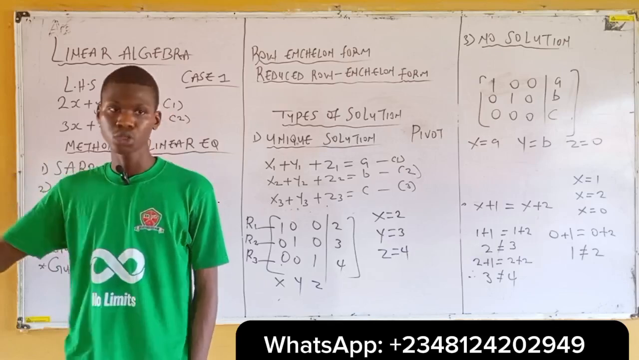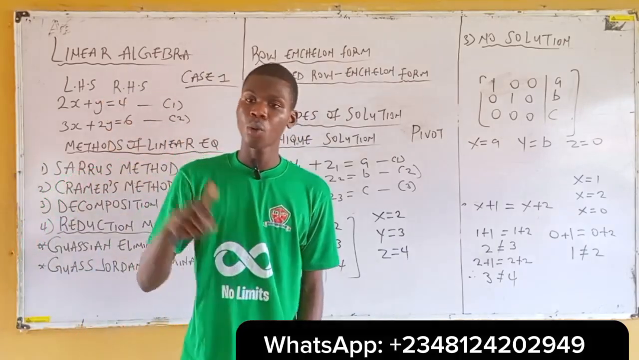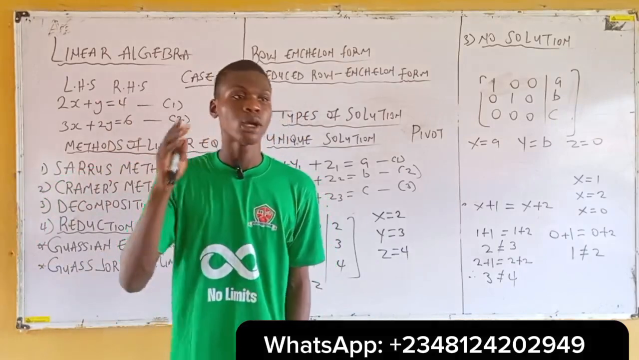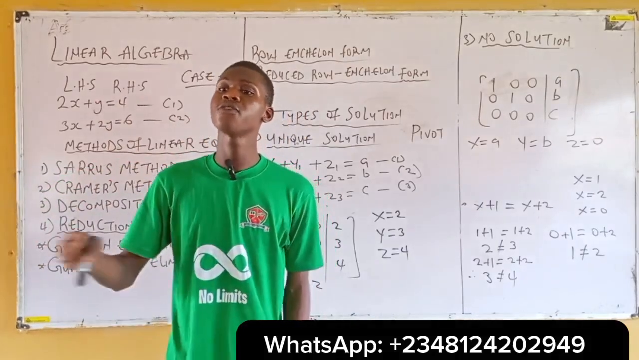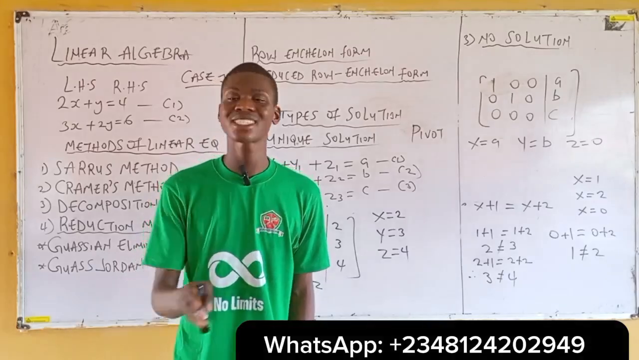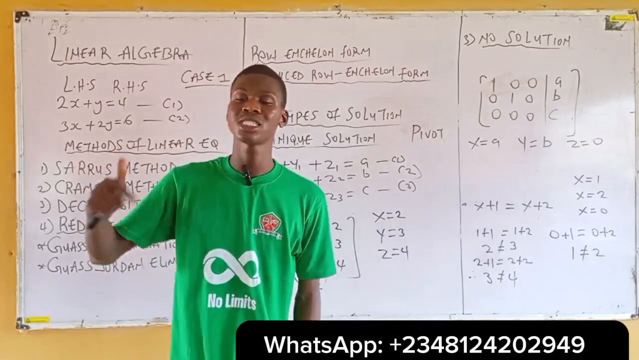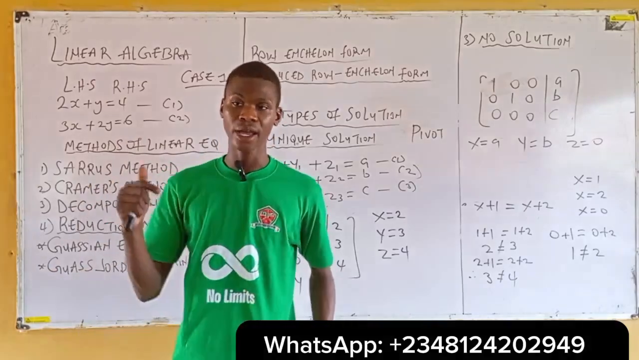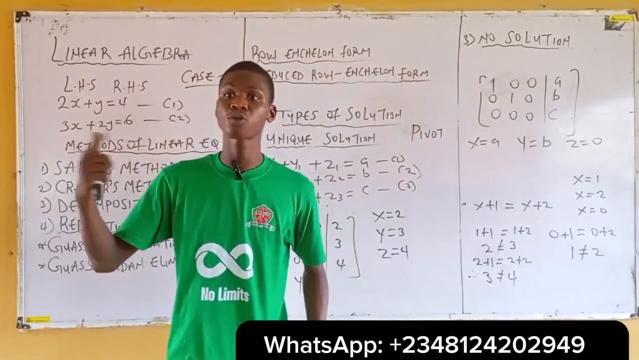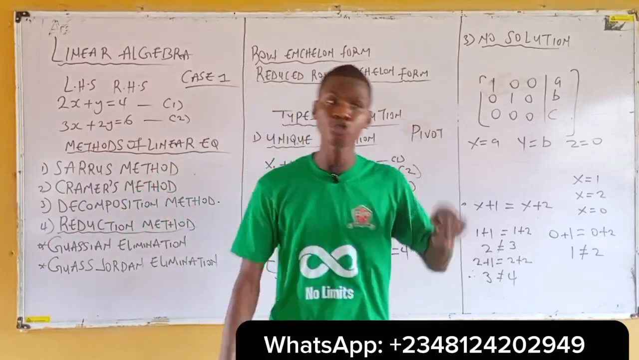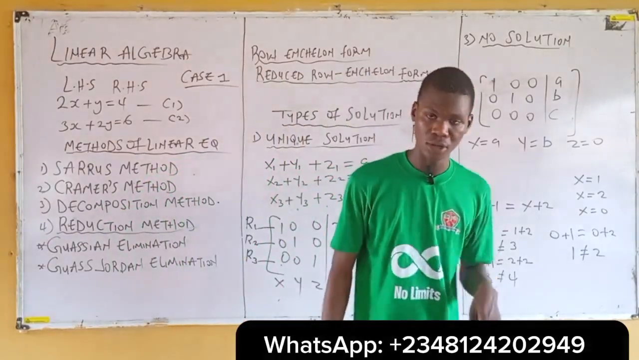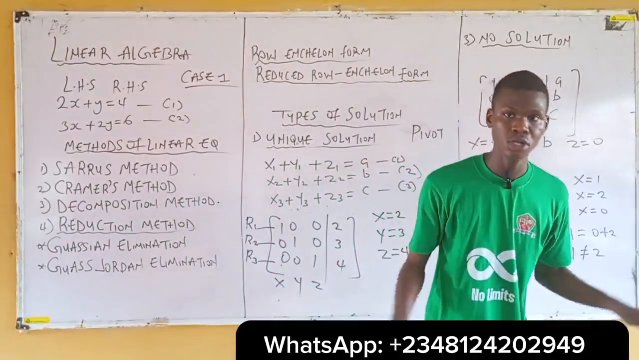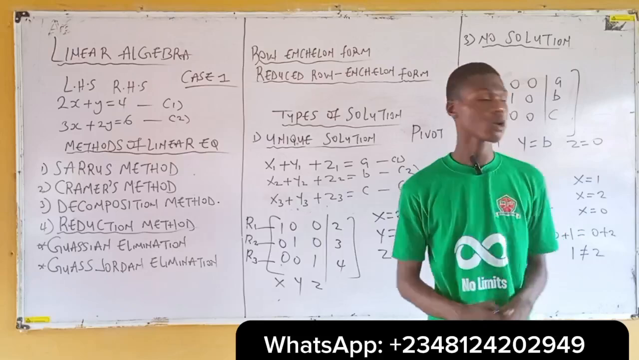That's for unique solution. Now for many solutions, what was the value of z? Z equals t, where t is a parametric variable. Meaning that you can consider t to be any number and that equation will still be satisfied. When t is 1, that equation will still be satisfied. When t equals 2, 3, that equation will be satisfied. But for no solution, when z equals 0, there's no solution. That's what we are saying.